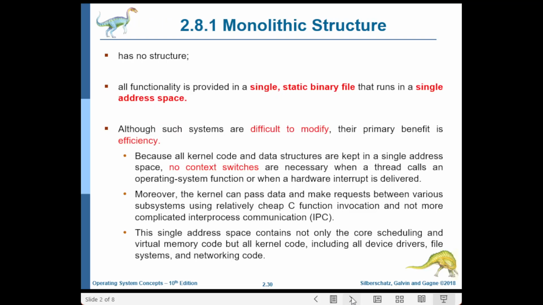We start with monolithic structure. Actually, monolithic has no structure. All functionality is provided in a single binary file that runs in a single address space. So these systems are difficult to modify. The term referring to this problem is tightly coupled system, where if we modify one part in monolithic structure, it will affect wide-ranging components. It will affect other components.